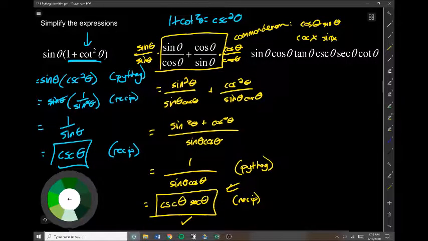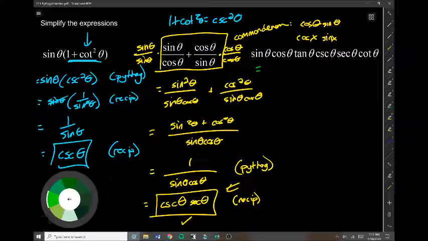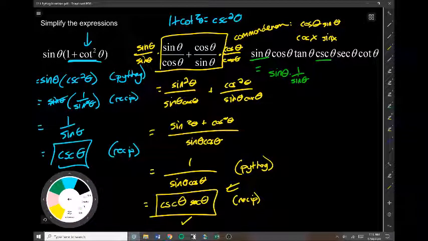Okay, this last one, my hope is at this point becomes fairly straightforward and simple and obvious. Sine, cosine, tangent, cosecant, secant, cotangent. Those are all 6 of our trig functions being multiplied. But sine and cosecant are reciprocals of each other. That's sine times 1 over sine. Those are going to cancel. Cosine and secant are reciprocals of each other. Cosine times 1 over cosine. Those are going to cancel.